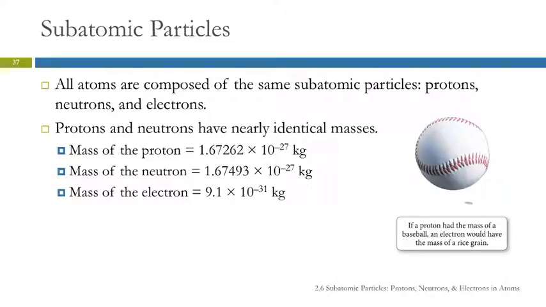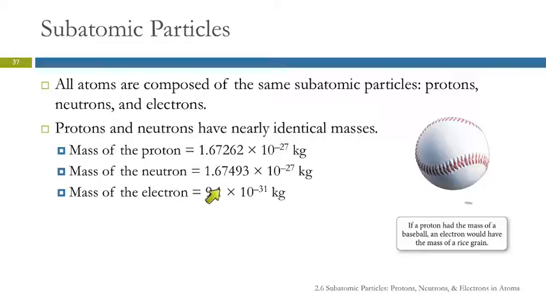1.6, subatomic particles. So we talked about the discovery of the electron and how they figured out there's got to be protons and neutrons in there. So what do you need to know about subatomic particles? Well, I want you to know that protons and neutrons have nearly identical masses.